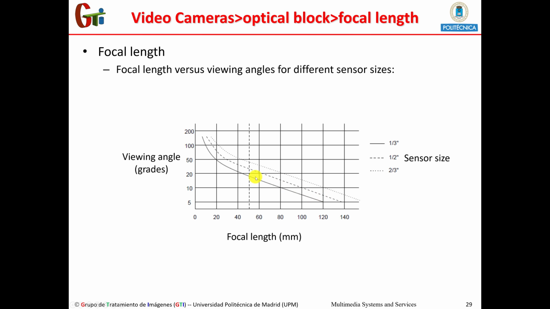But there is a strange phenomenon at the beginning of the focal length distances, where the curve bends. Okay, this is very interesting because if you think that for very short focal length, there is like a maximum viewing angle surrounding the 180 degrees. And in fact, this has a physical explanation.